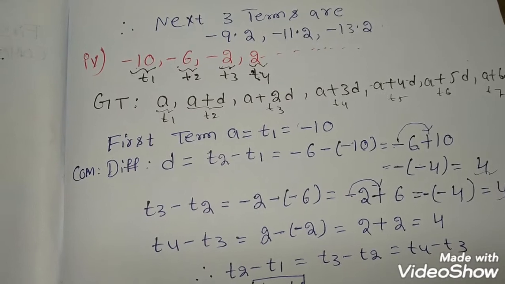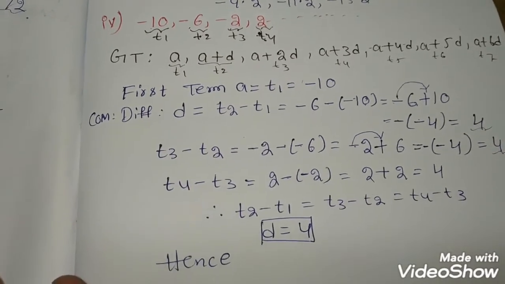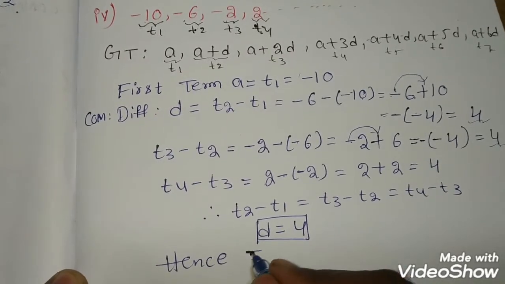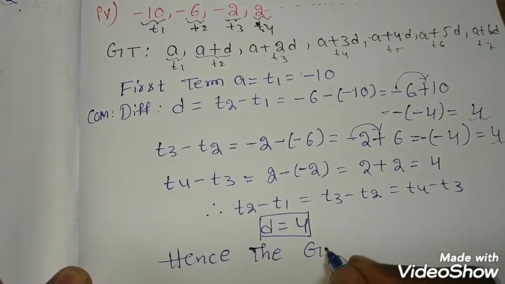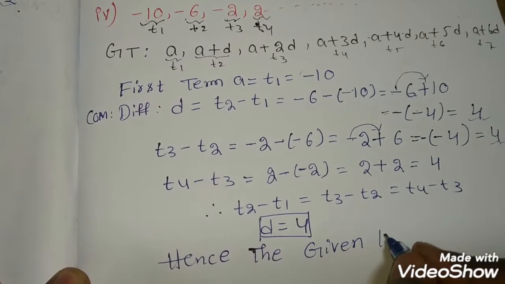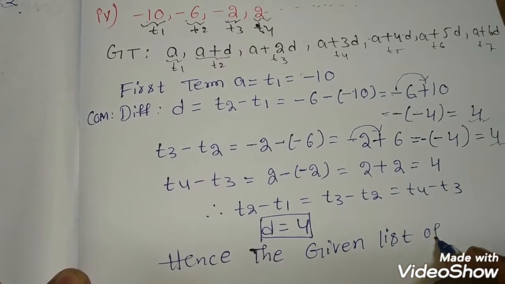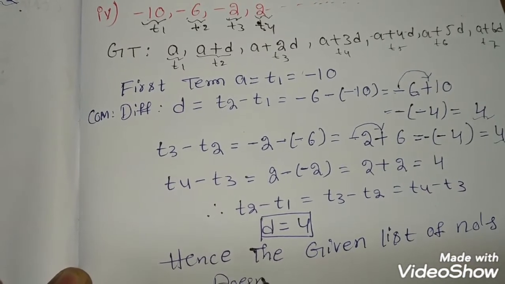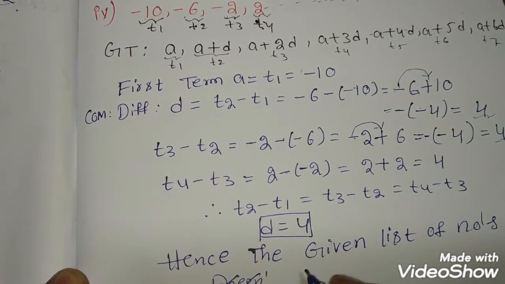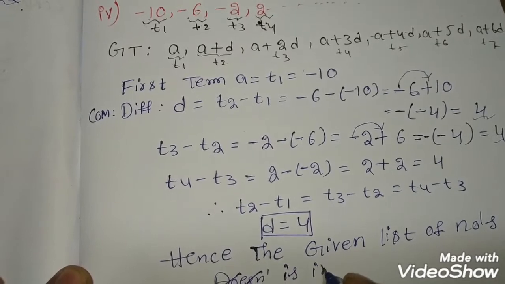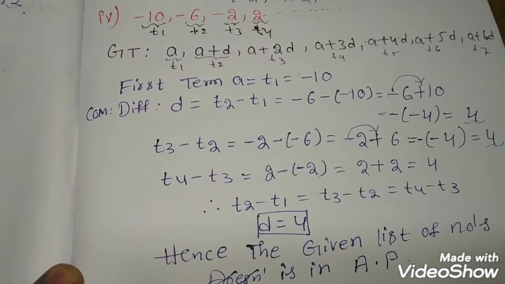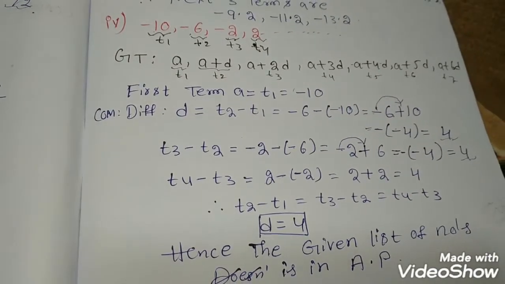Hence, what can you write here? Hence the given list of numbers is in arithmetic progression. Okay, so we checked, this is an arithmetic progression.